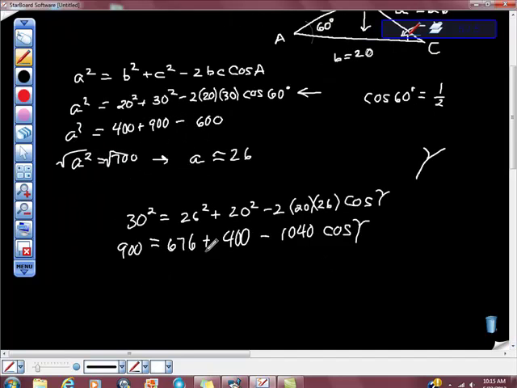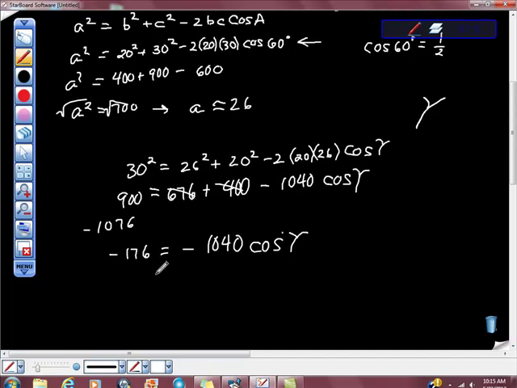Cosine gamma. Add all this together and subtract it from this side, and it's 1,000. Isn't it 1,076? So minus 1,076 from both sides gets rid of that, and that gives us negative 176 equals negative 1,400 cosine gamma.